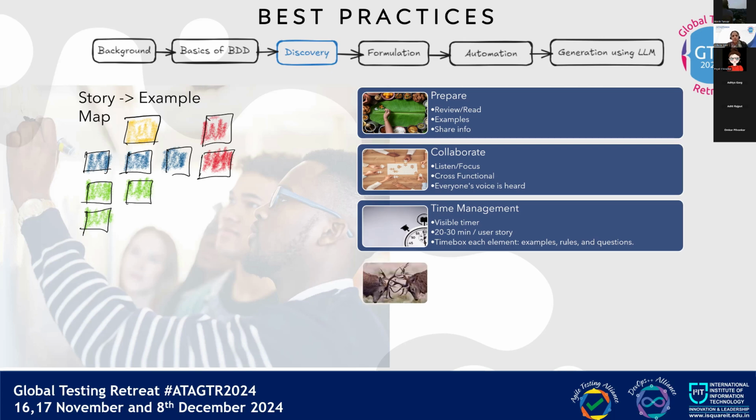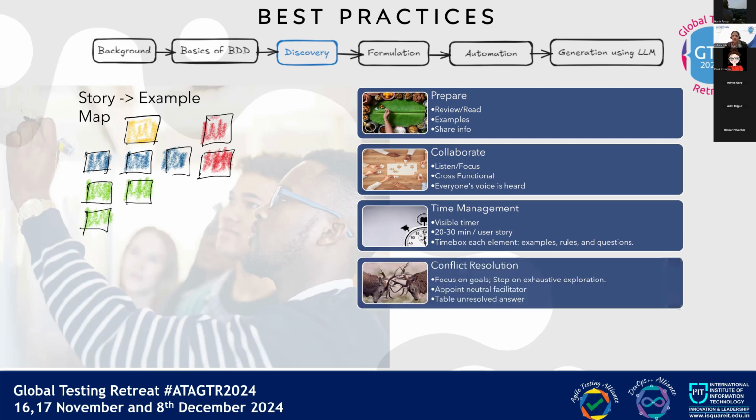Then the next one is about conflict resolution. Because it's a cross-functional team, there can be a chance that you have conflicting ideas, but that's the sheer purpose, to find out multiple perspectives. What is essential here is to table unresolved points, which you can discuss with the product owner at a later point of time with full focus. Then you can appoint a neutral facilitator.